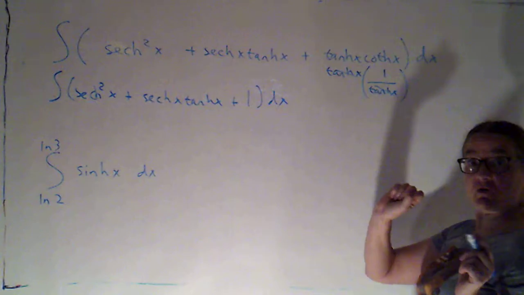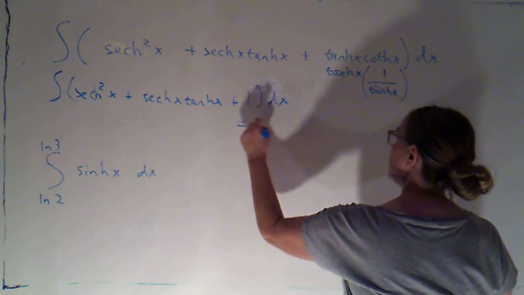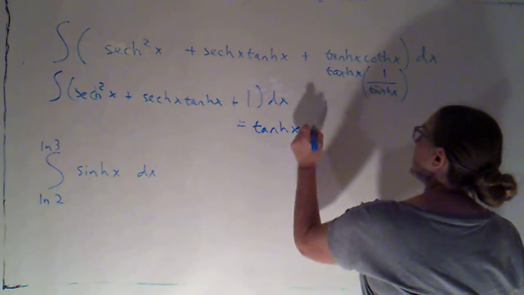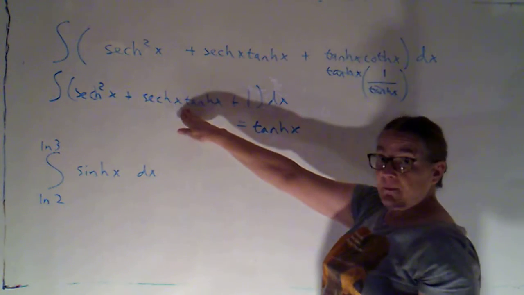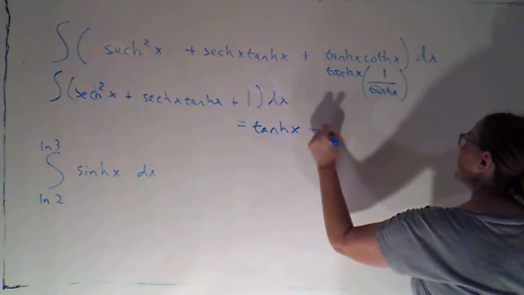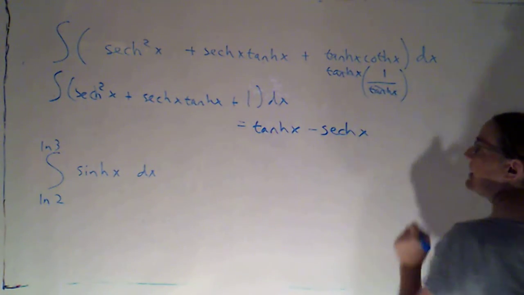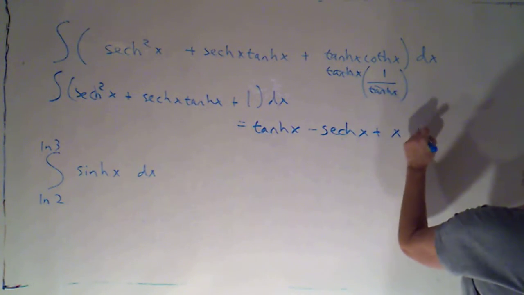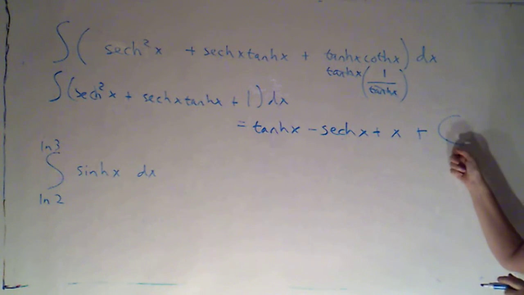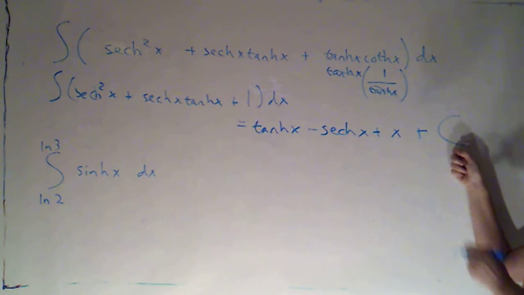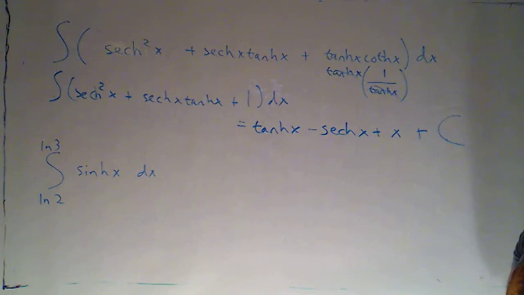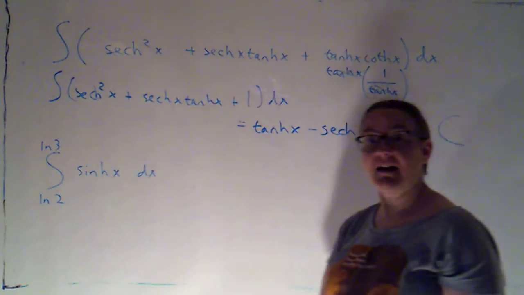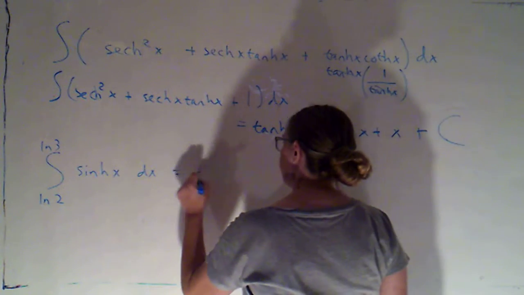So we said sech squared, that was the derivative of tanh. This was the opposite of the derivative of sech. And if I integrate 1, I'm just going to get plus x. And then don't forget, with your indefinite integrals, you're looking for a family of functions, so there's always that plus c.